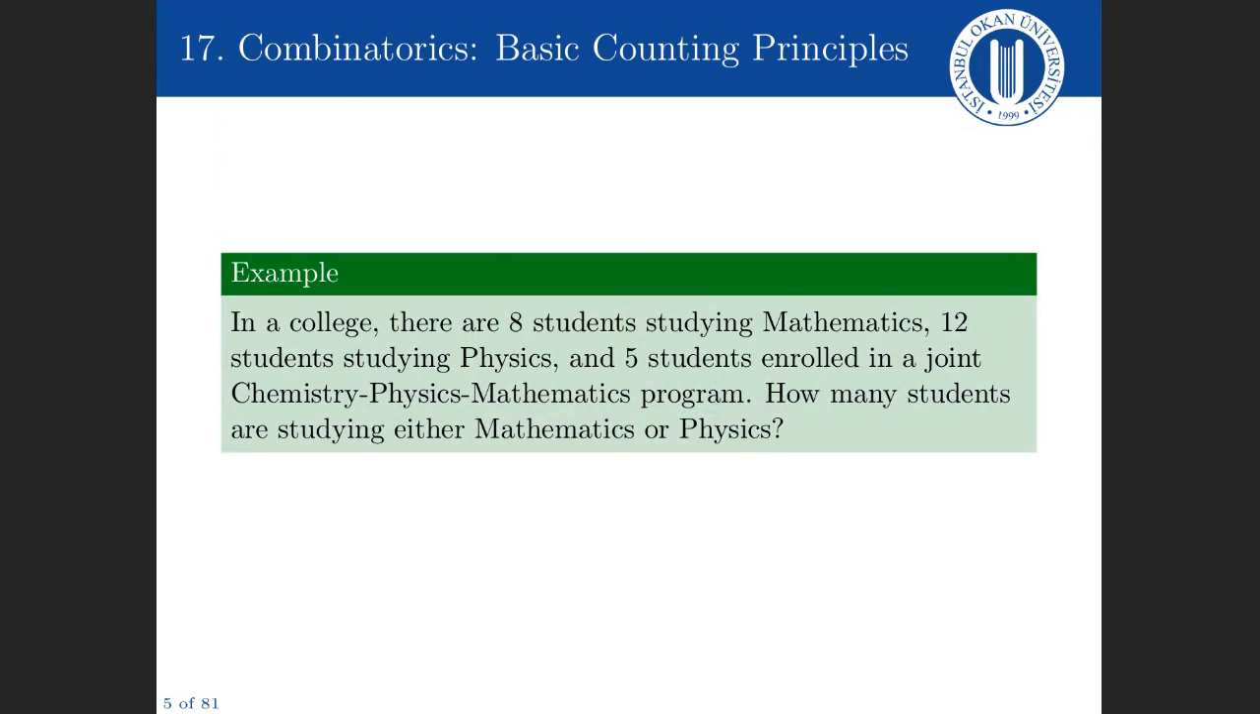A slightly more difficult example. In a college, there are 8 students studying mathematics, 12 students studying physics, and 5 students who are enrolled in a joint chemistry, physics, and mathematics program. So that's 8 students who are just studying mathematics, 12 students who are just studying physics, and 5 students who are studying chemistry and physics and mathematics. The question is, how many students are studying either mathematics or physics?